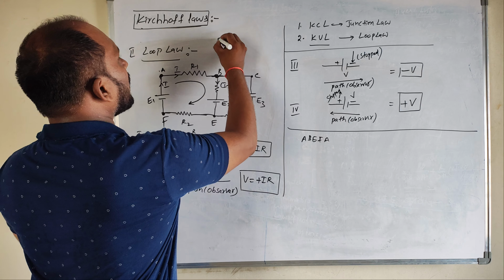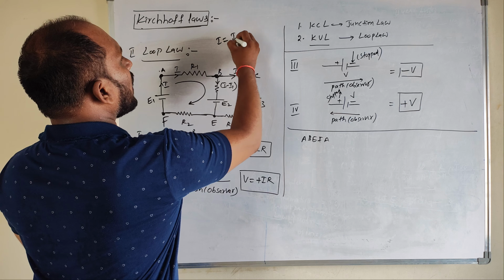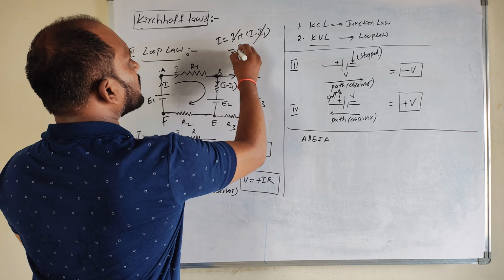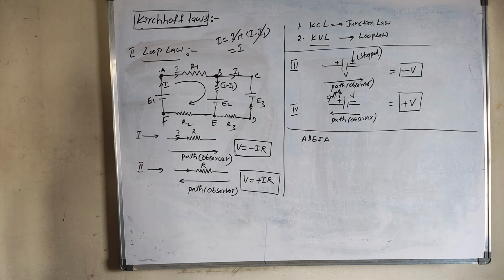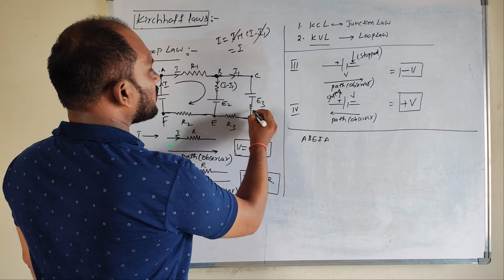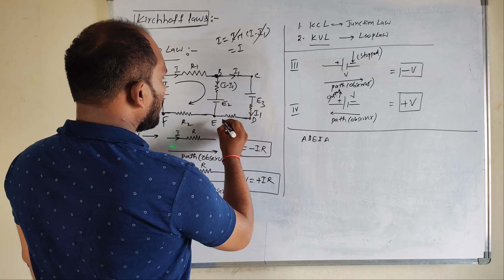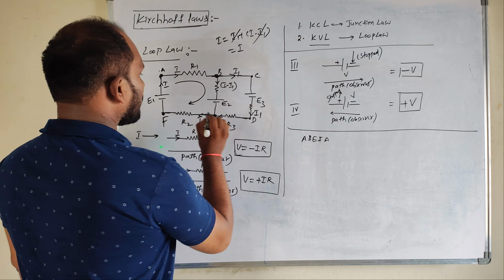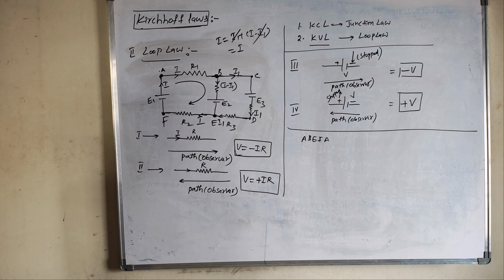What are the incoming currents? I. What are the outgoing currents? I1 plus I minus I1. So they cancel, and incoming current is equal to outgoing current. In such a manner we have to divide the current here. So I1, this is I minus I1, and here also I1. I hope you understood.